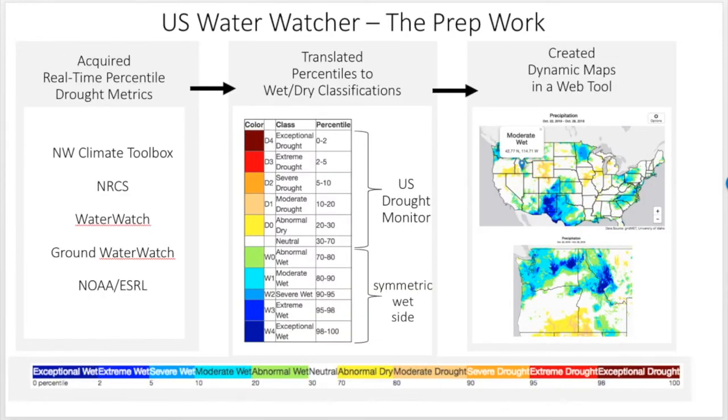There was a little bit of prep work in creating the Water Watcher. We first set up a system to acquire real-time percentile drought metrics from many sources, including the Northwest Climate Toolbox, NRCS, WaterWatch and Groundwater Watch, and NOAA. And then we translated these raw percentiles to wet-dry classifications using the same percentile ranges as the U.S. Drought Monitor for the dry side and symmetric ranges and language for the wet side. Then we created a web tool with dynamic maps of these classifications that could be zoomed, panned, and clicked to get location-specific information.